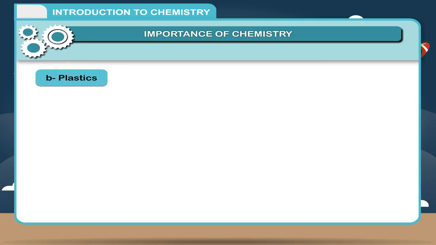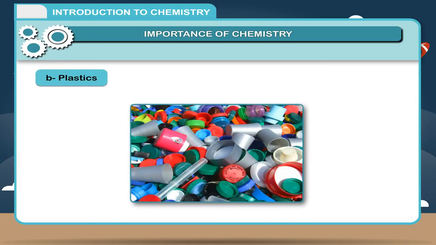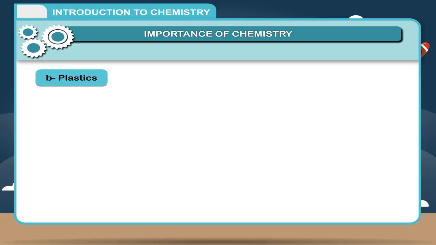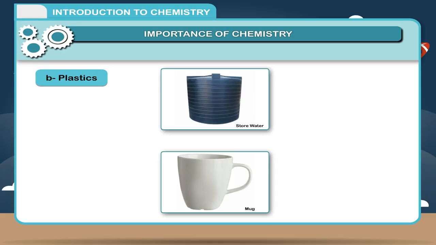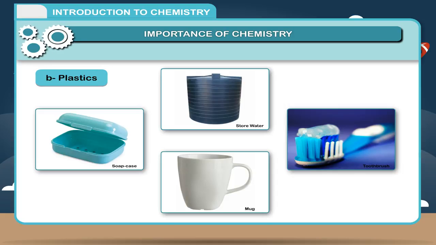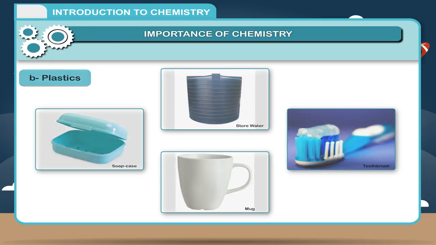B. Plastics. Nearly 75% of the things that we use are made of plastic. Buckets in which we store water, mug, soap case, toothbrush, etc. are all different kinds of plastics, which are a product of chemical research.